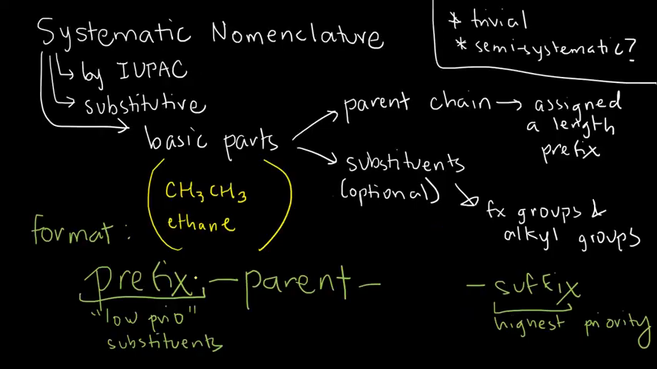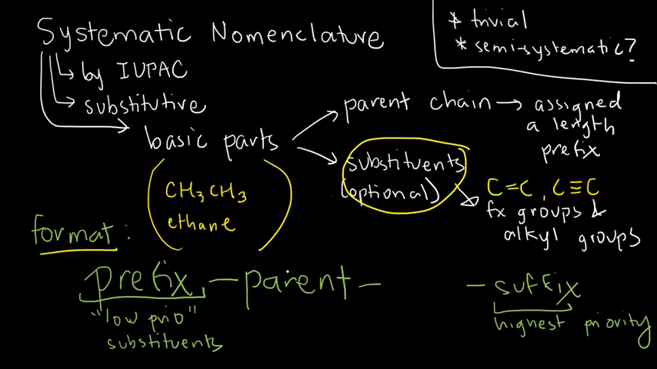That's just for the parent. Don't forget that we have what we call substituents, which are basically functional groups or alkyl groups. When I say functional groups, double and triple carbon bonds are included there, okay? So the general format for the IUPAC name is prefix parent suffix, wherein the parent, the length, which is meth, eth, prop, is in the middle, and then we assign prefixes for the low priority substituents, which is the focus of this recording. The suffix is reserved for what we call as the highest priority or the principal functional group.